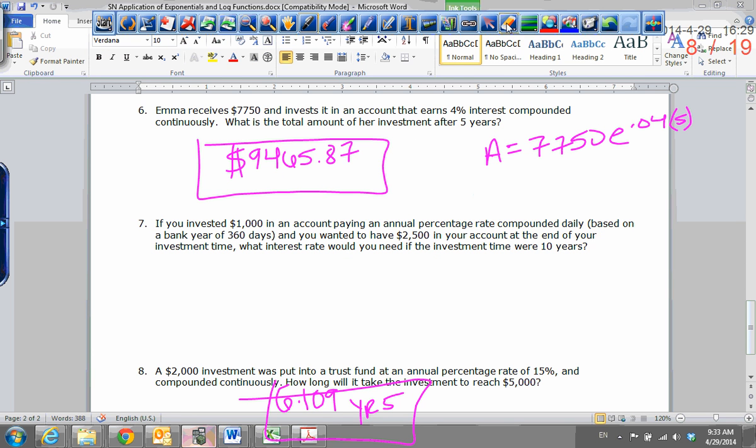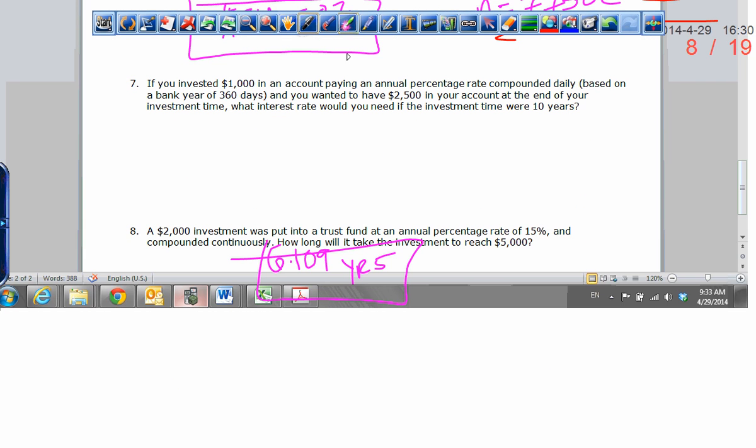All right, number 6. You're just plugging and chugging. You're taking 7750 times e to the 0.04 times 5. Plug it all in the calculator. Remember, go right to left as opposed to left to right. Number 8, we're working backwards. So if you want to get to 5,000 starting with 20,000, you have compounded continuously. So I don't need the 1 plus, I need the r. So I have times e to the 0.15 t. So you divide by 20,000, take the natural log of both sides. That's how you get 6.109.